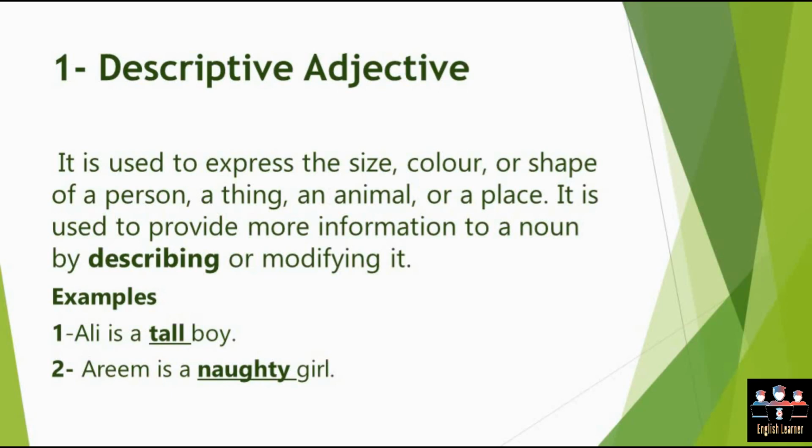For example, number 1, Ali is a tall boy. In this example, tall is actually indicating the feature of a boy, so the word tall is descriptive adjective. Number 2 is Areem is a naughty girl. In this example, girl is noun and naughty is the feature of a girl described here. So it means that naughty is descriptive adjective here.